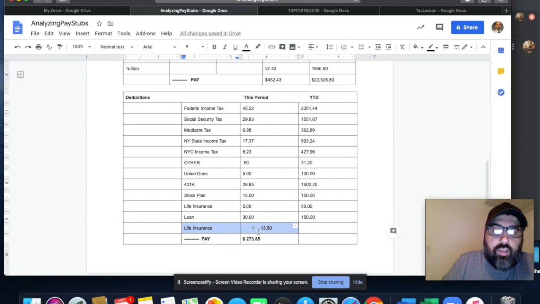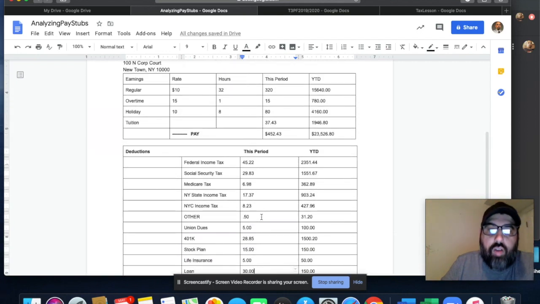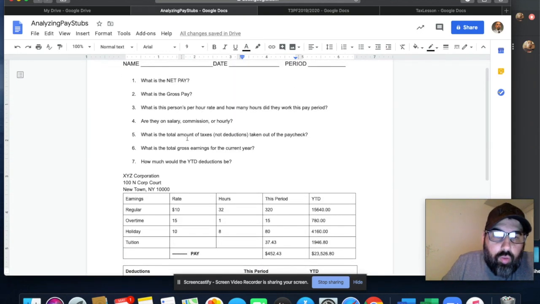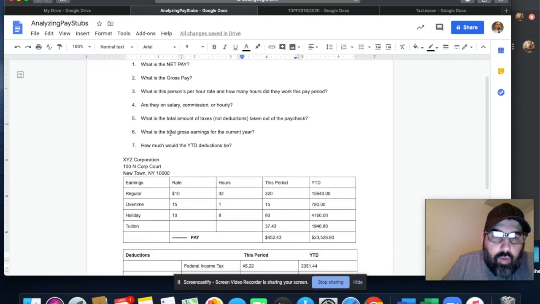Life insurance, I noticed down here that they've got life insurance. Anytime you see a positive, that's something that's added back in. So maybe the previous month they took too much out, so they're adding more back in. All right, where are we at? What is the total? So we got that one, number 6.